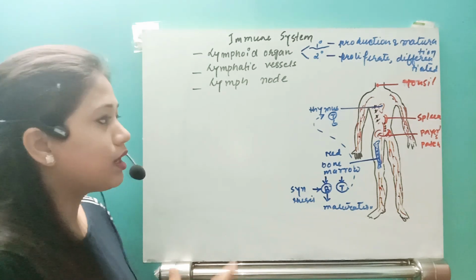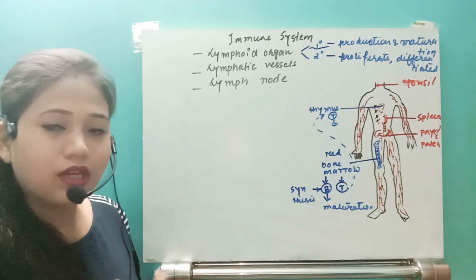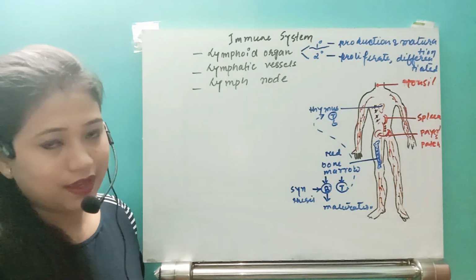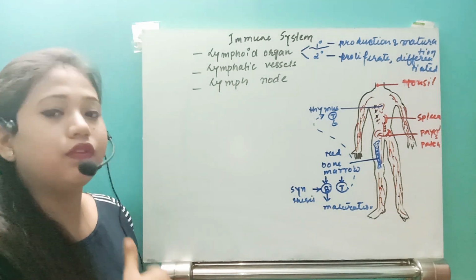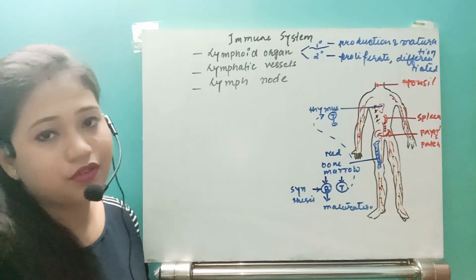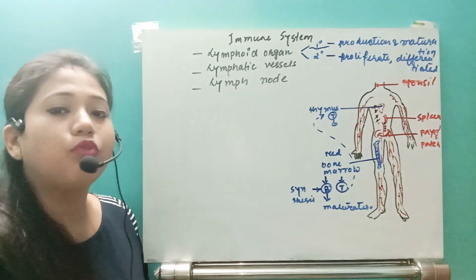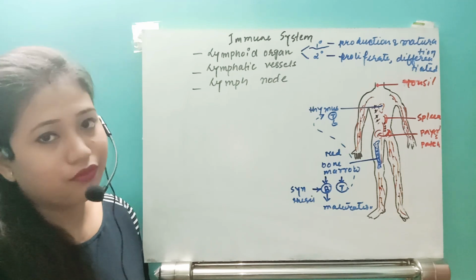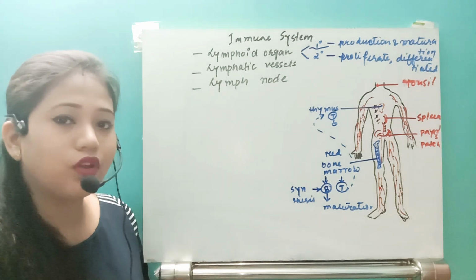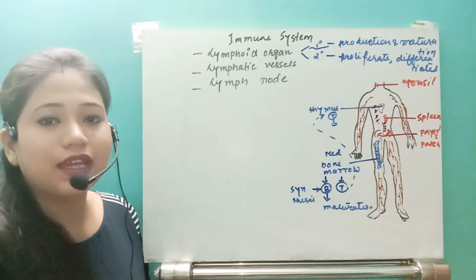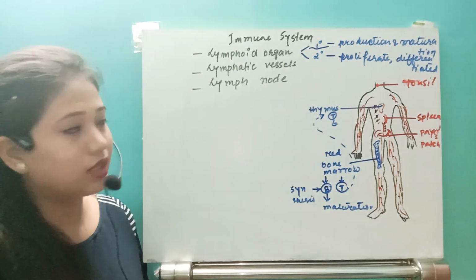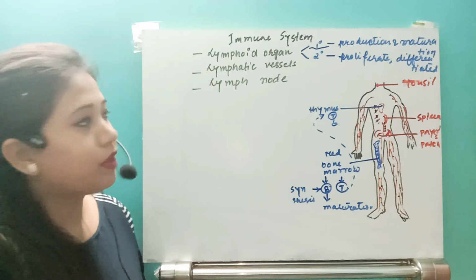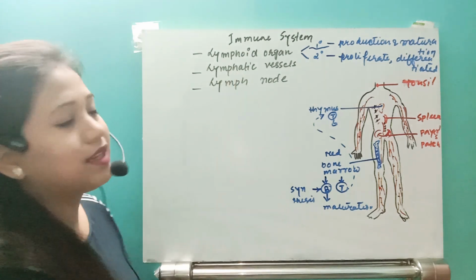So what happened to the B and T lymphocytes? They will not be stored only in the bone marrow. They will be carried through the blood vessels. Then they will reach the different types of secondary lymphoid organs where they will be proliferated and differentiated. So these are known as the lymphoid organs. We have two types of lymphoid organs. One is primary, the second one is secondary. Examples, remember.